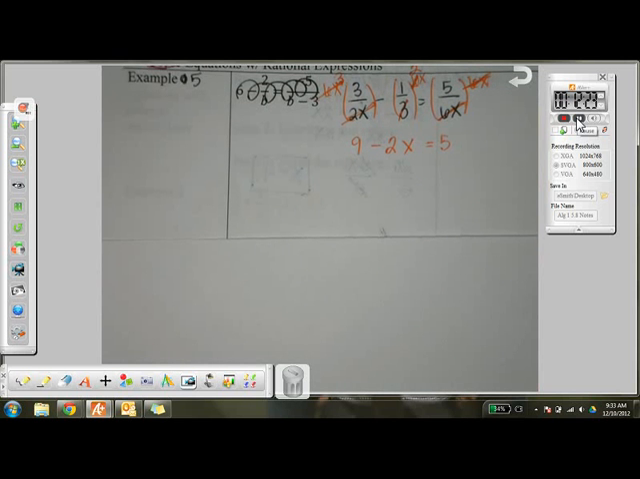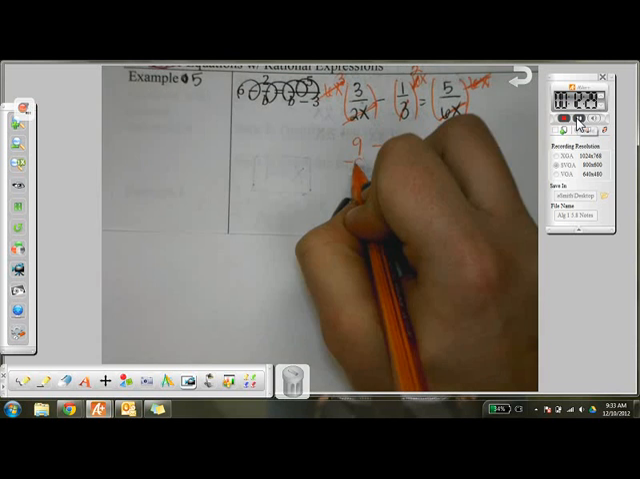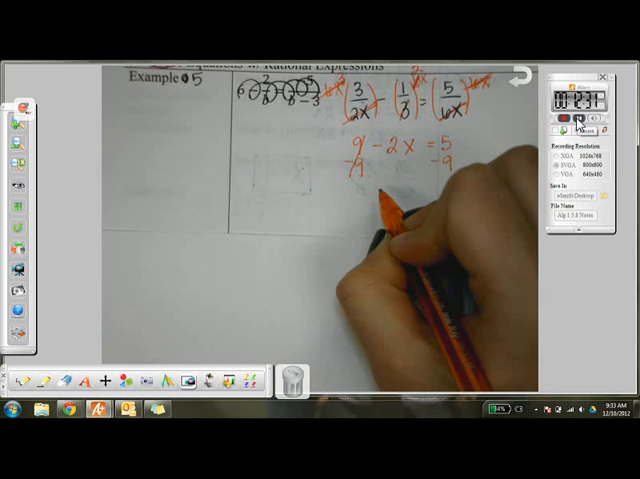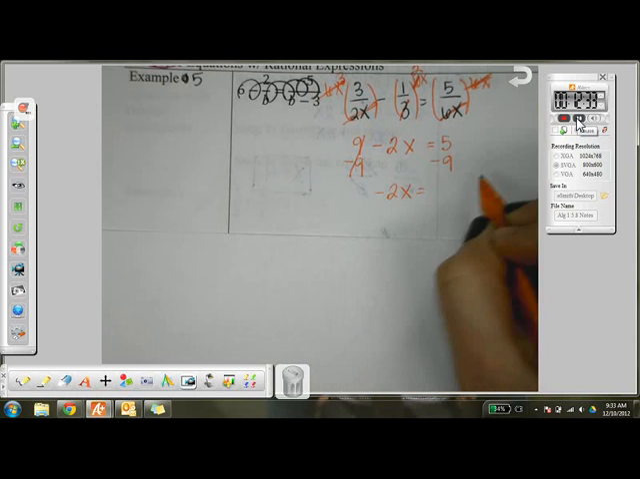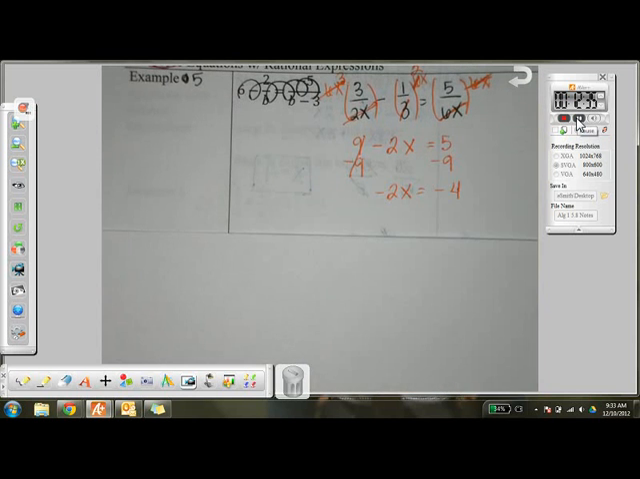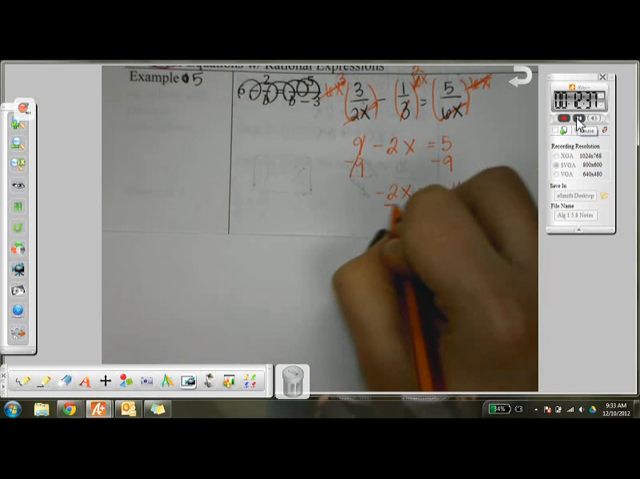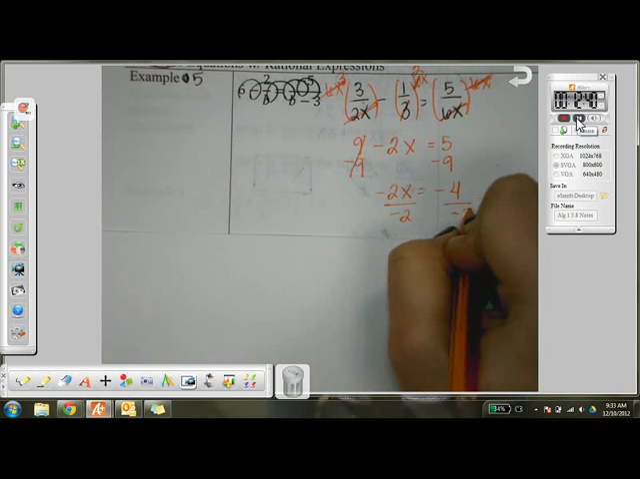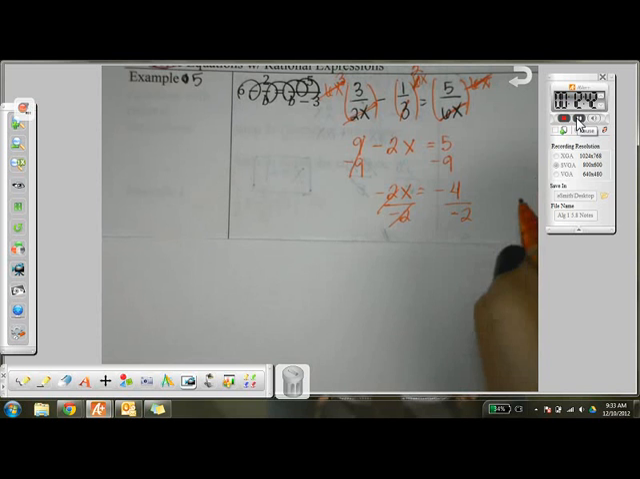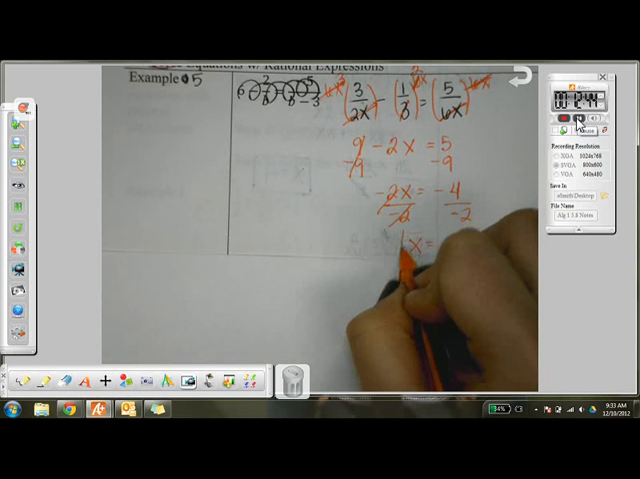How do I solve? Subtract 9. So negative 2x equals negative 4, and then what? Divide by negative 2. So x equals positive 2, and that's your answer. Okay, we're done.